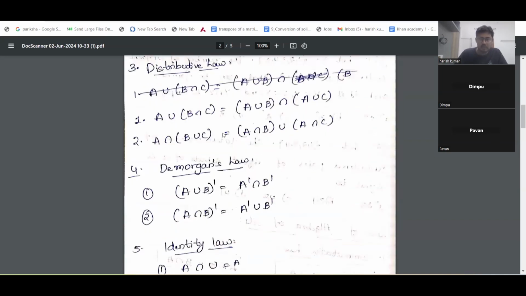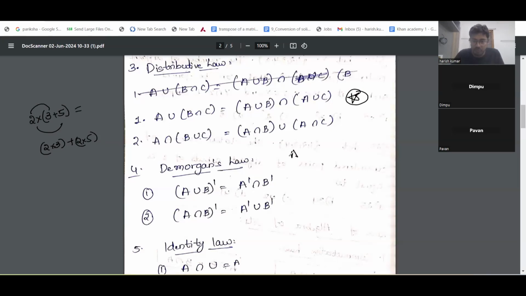Now this is the most important law, the distributive law. Now how to understand this? You tell me one thing. What is 2 into 3 plus 5? If I have to write this, how will I write? I will write first 2 into 3 plus 2 into 5, right? We write it like this, don't we? Yes, sir. Now we'll apply the same logic here.